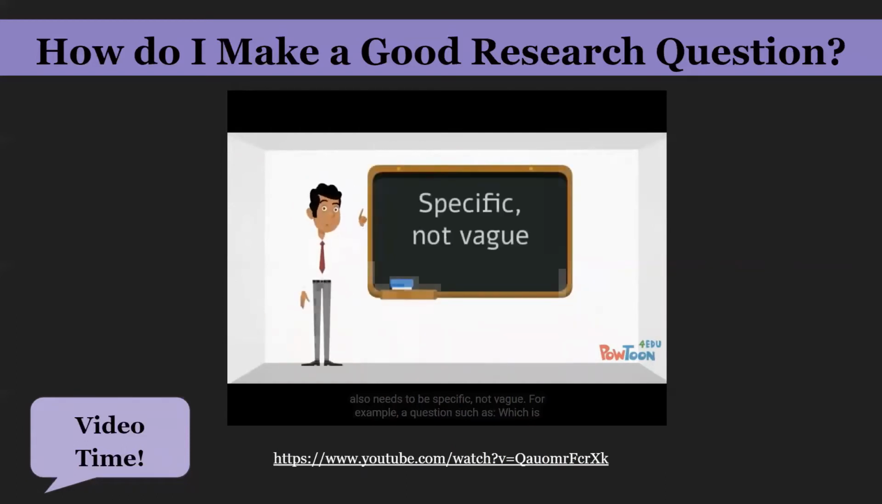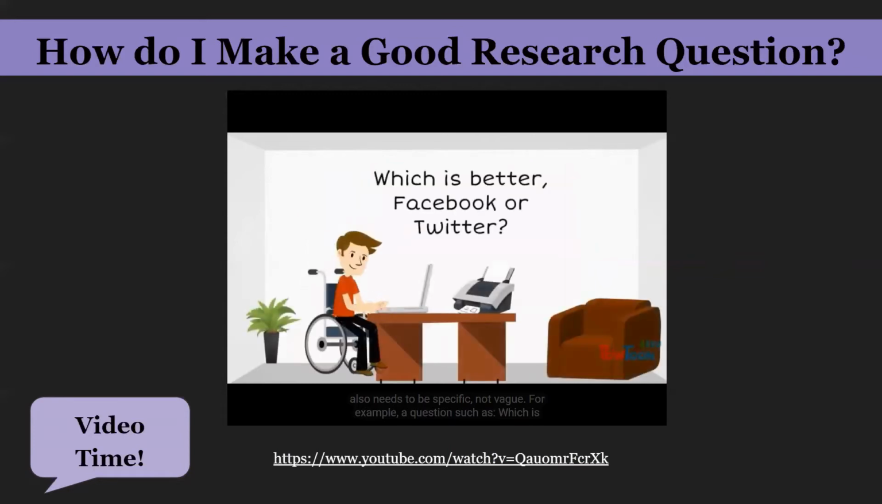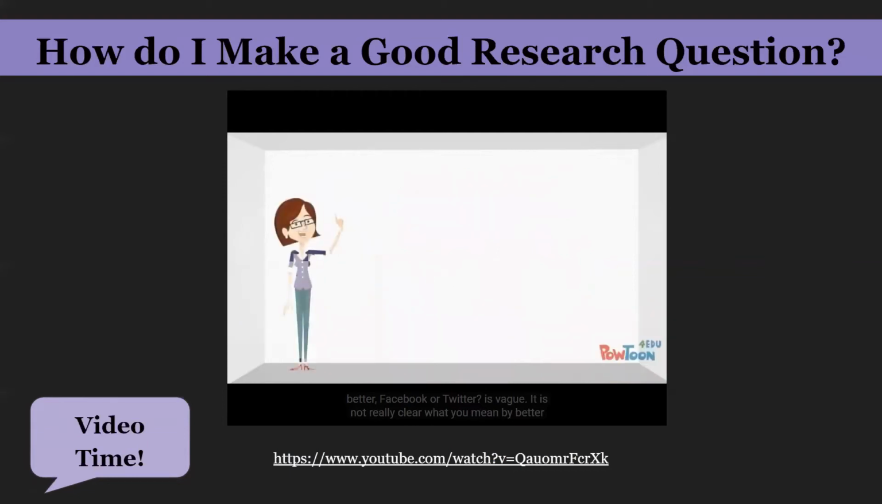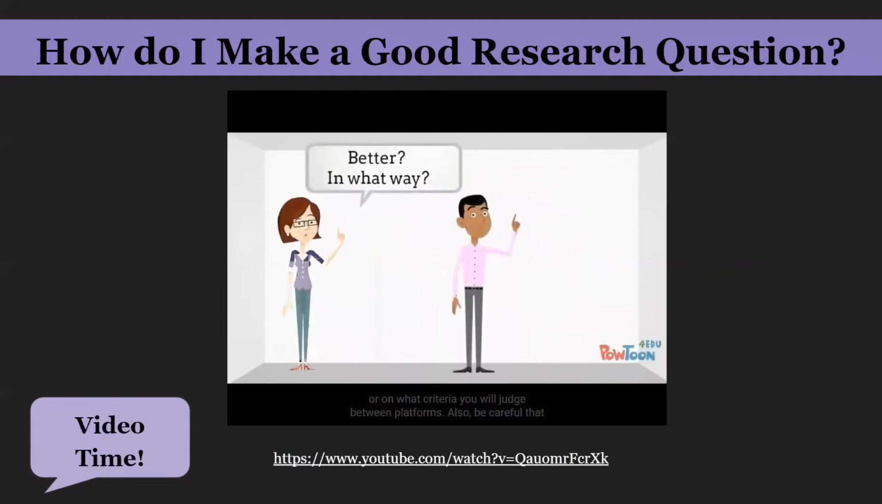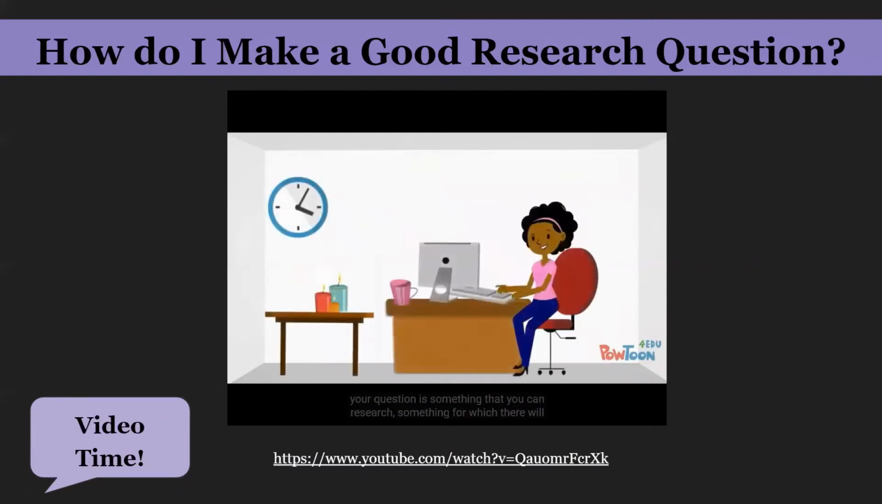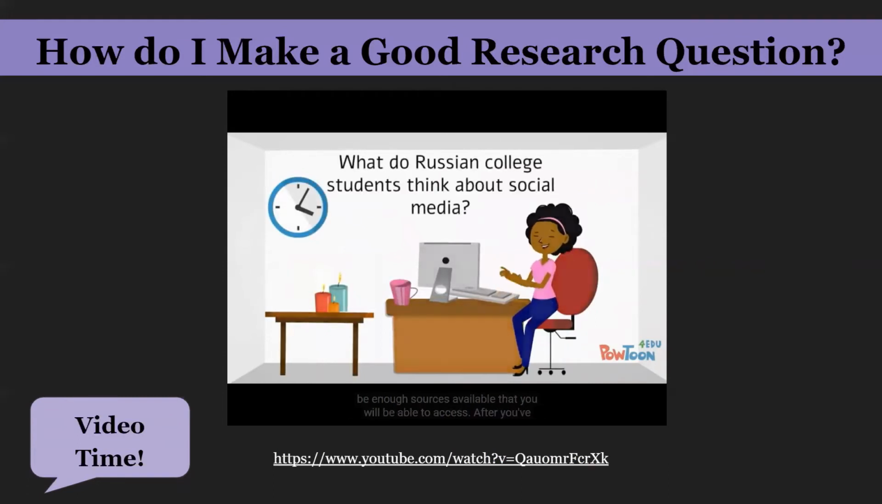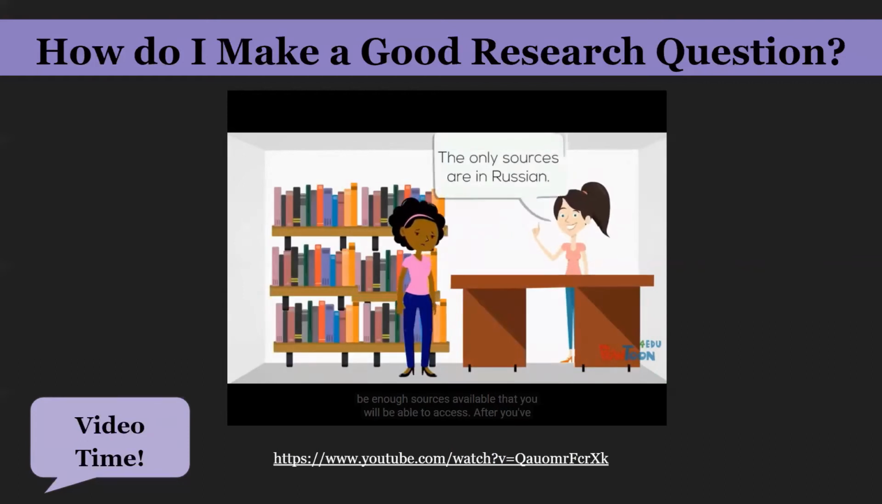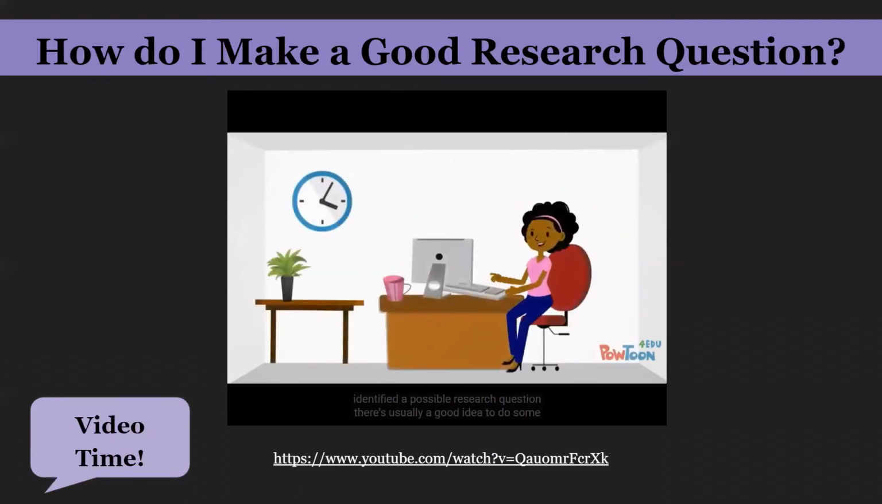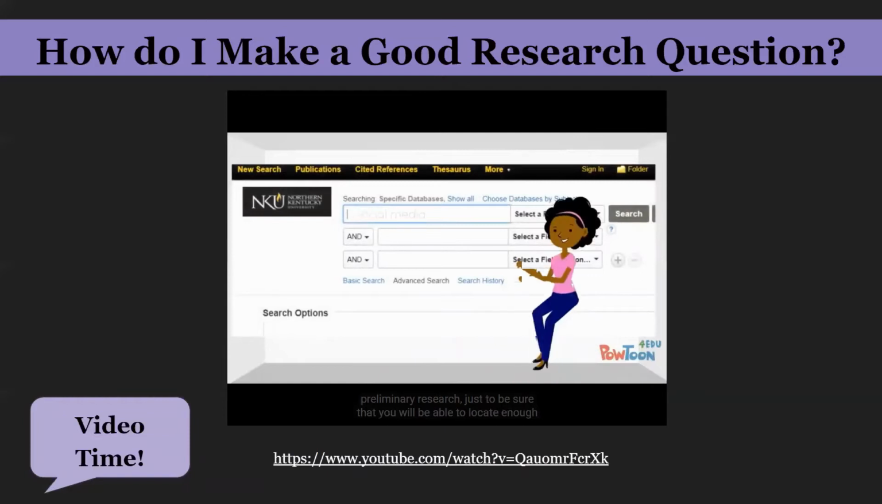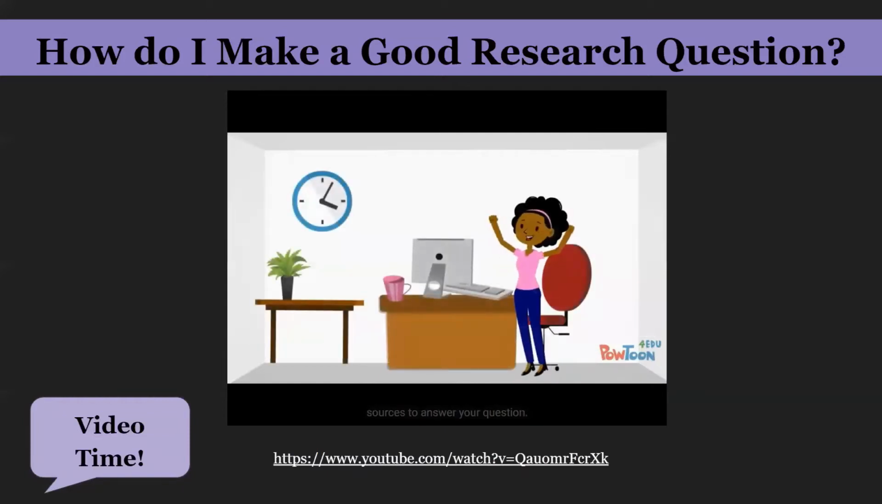Your question also needs to be specific, not vague. For example, a question such as, which is better, Facebook or Twitter, is vague. It is not really clear what you mean by better or on what criteria you will judge the two platforms. Also, be careful that your question is something that you can research, something for which there will be enough sources available that you will be able to access. After you've identified a possible research question, it's usually a good idea to do some preliminary research just to be sure that you will be able to locate enough sources to answer your question.